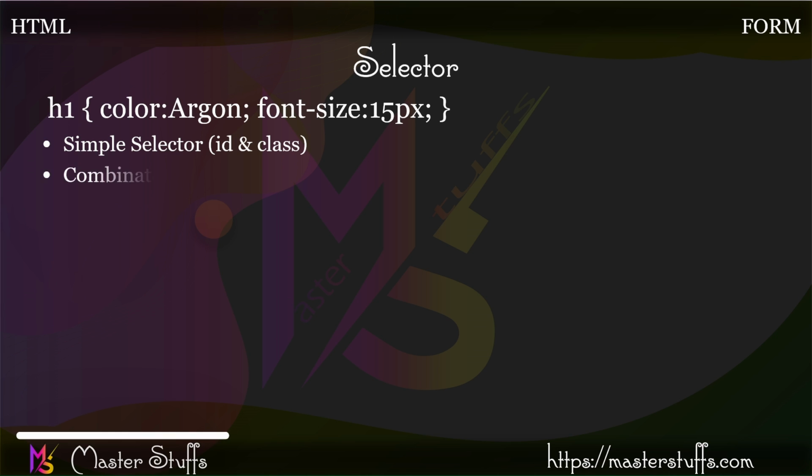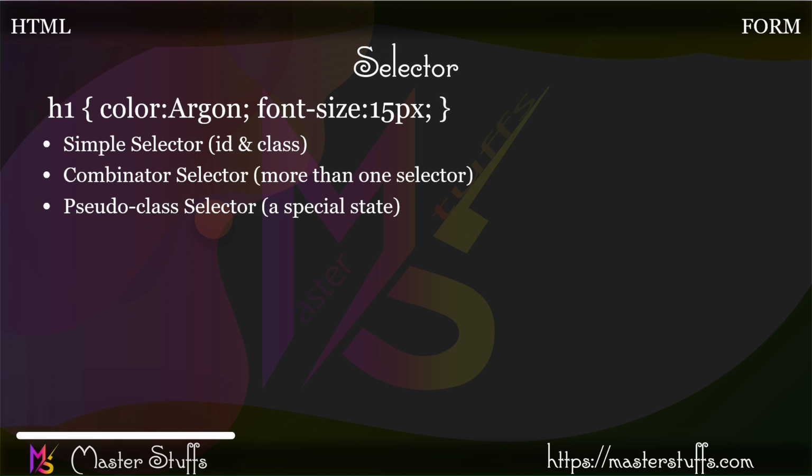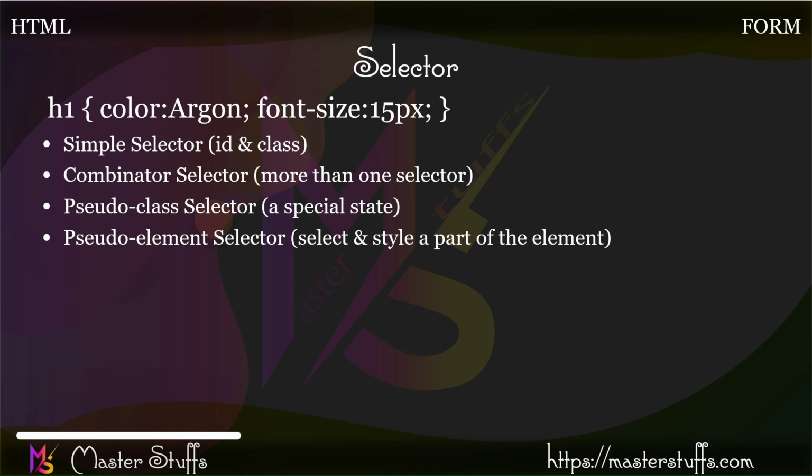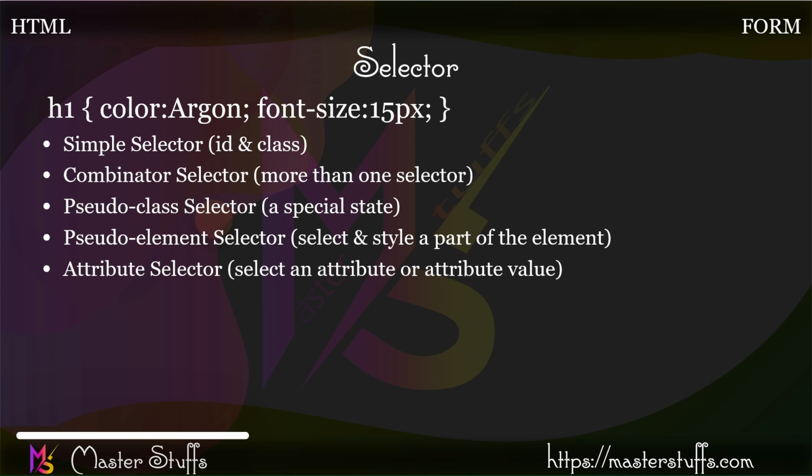The second is the combinator selector. It selects more than one tag that we want to style. Pseudo-class selector: the pseudo-class selector is used for a special state that we want to style. Next is the pseudo-element selector. The pseudo-element selector selects only one part of the element and styles that part. Then the attribute selector. The attribute selector selects an attribute or an attribute value that we want to style. So these are the 5 types of selector.